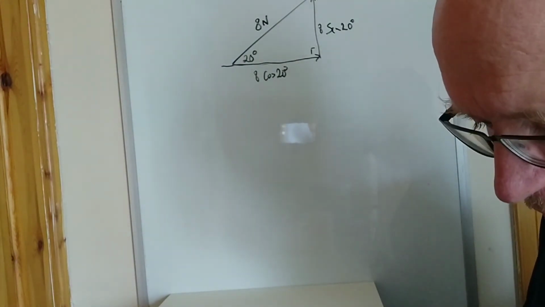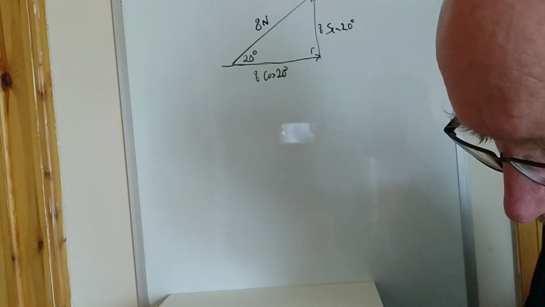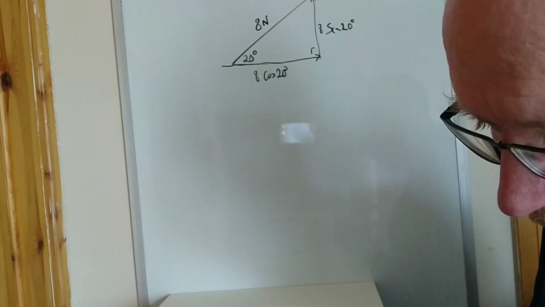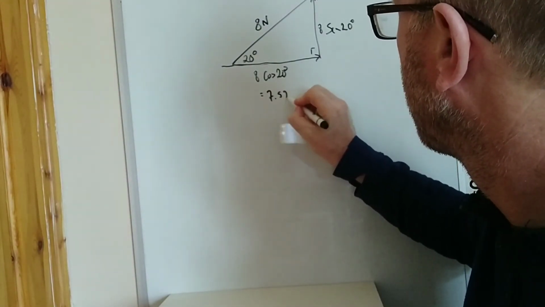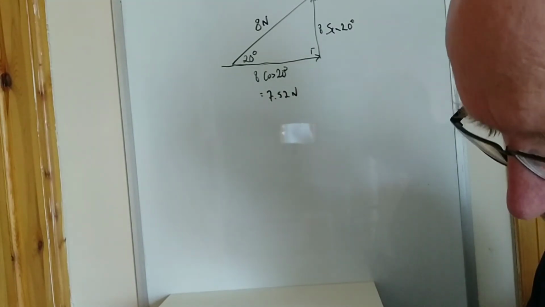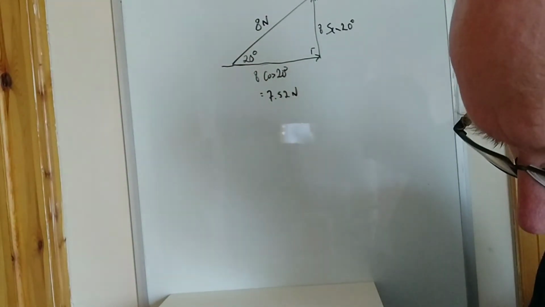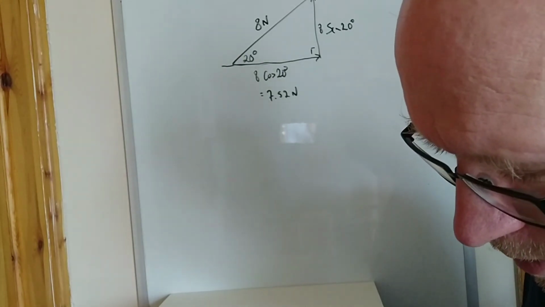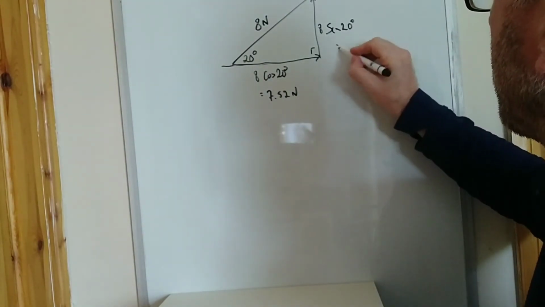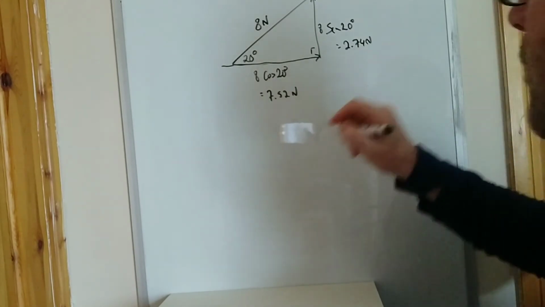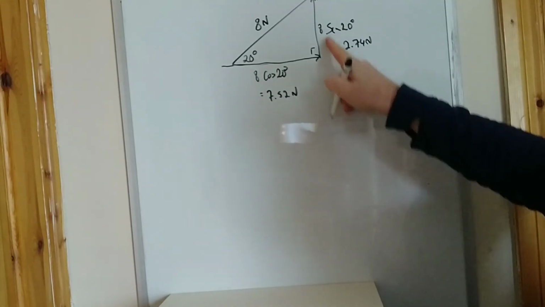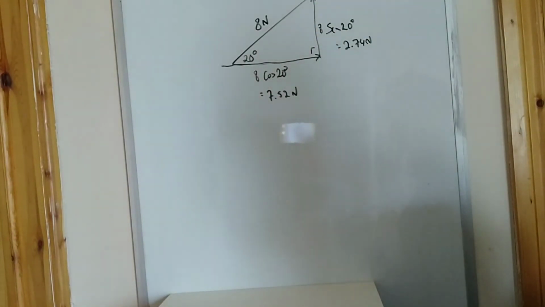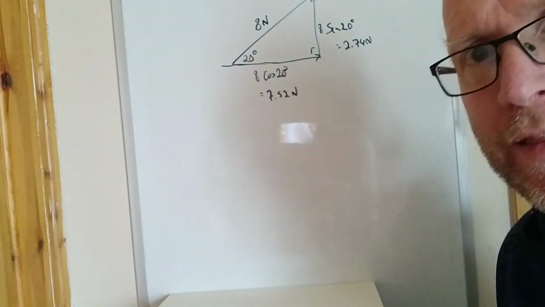And that's it. Okay, so we work those out. So 8 cosine 20 is 7.52 newtons, and 8 sine 20 is 2.74 newtons. So a force of 7.52 newtons to the right, and a force of 2.74 newtons up is the equivalent of a force of 8 newtons at an angle of 20 degrees in that direction. That's how you resolve into 2 components.